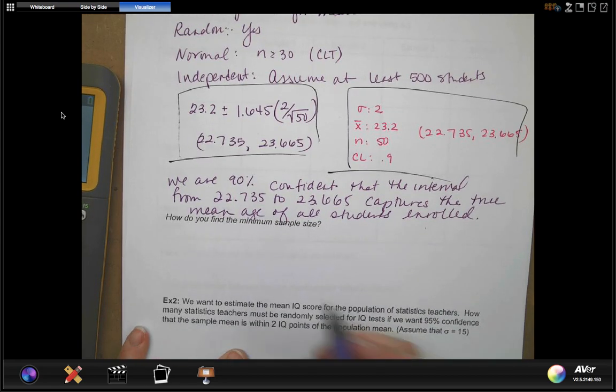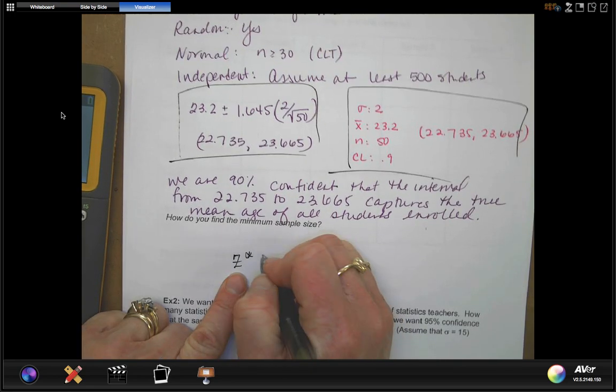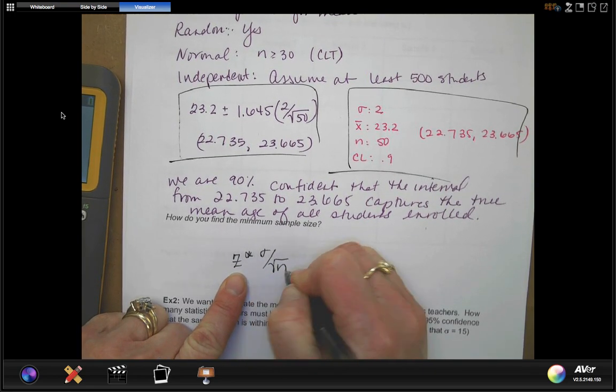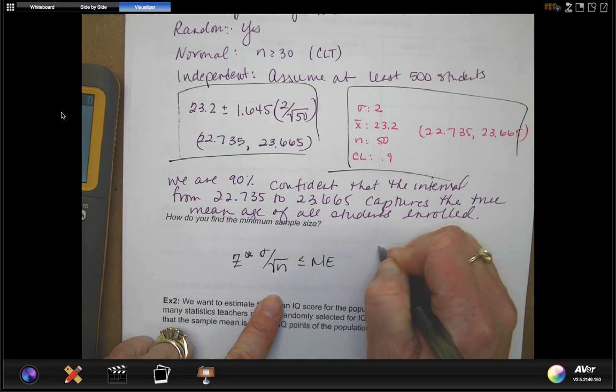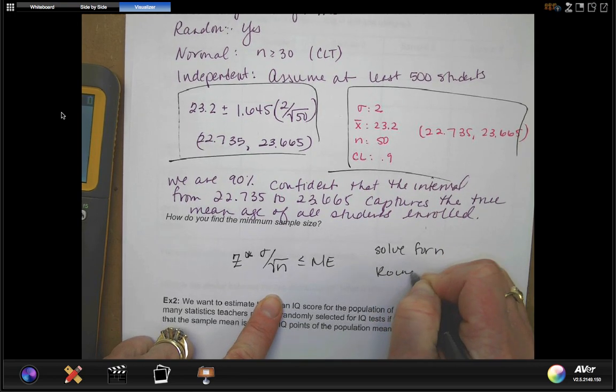Okay, to find the minimum sample size, we take the margin of error part, so the critical value times the standard deviation over the square root of n. You solve for n, and we always round up.